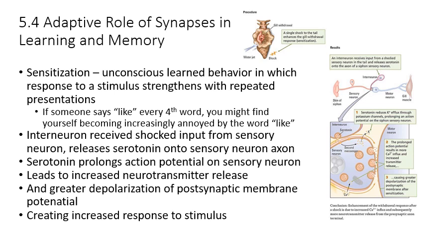So what's happening is interneurons, in the case of the aplysia, it's getting this water jet, but it's also getting a shock to its tail, which it finds very aversive. And so the interneuron receiving the shock input from the sensory neuron releases serotonin onto the sensory neuron axon. The serotonin prolongs the effect of the action potential on the sensory neuron, which leads to an increased neurotransmitter release and greater depolarization of the postsynaptic membrane. And this creates behaviorally an increased response to the stimulus.